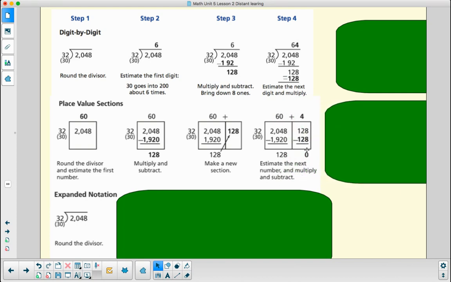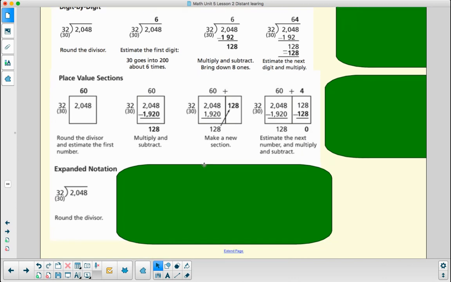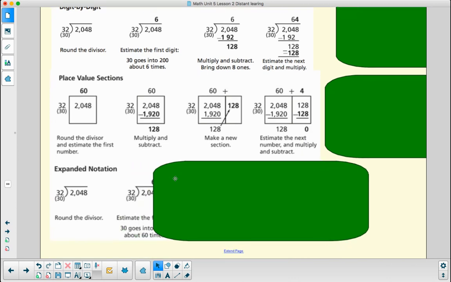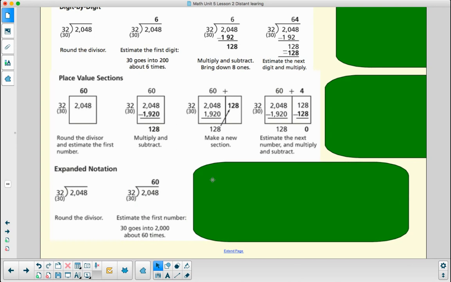4 multiplied by 32 is 128, nothing left. Expanded notation, which really is the same as the digit by digit, only you're putting it all the way across on top. How many 30s go into 2000? About 60.